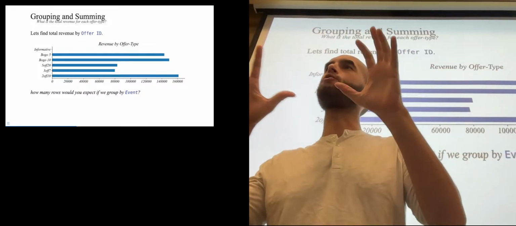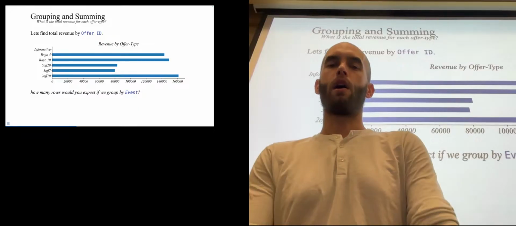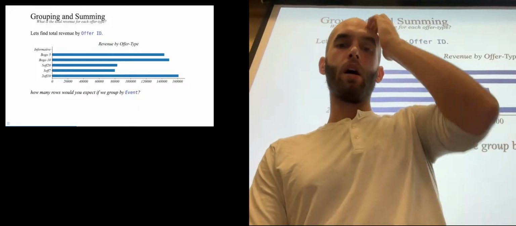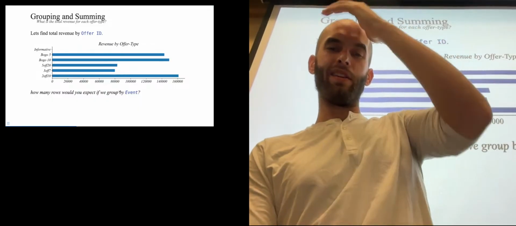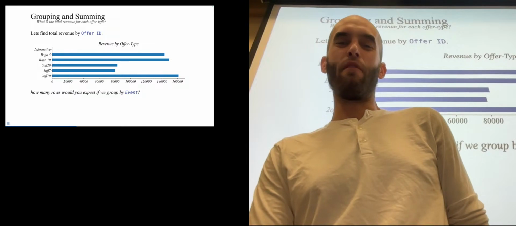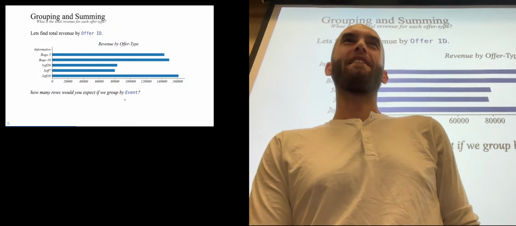Maybe there's some extra bit of information that we would want to be able to know, how many offer types are being sent. So how many, if you were just looking at the event column, how many rows would you expect?